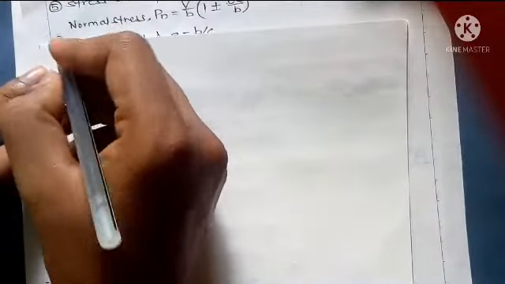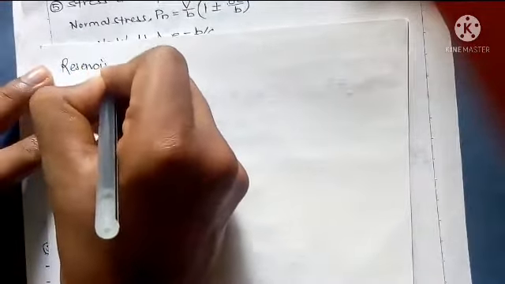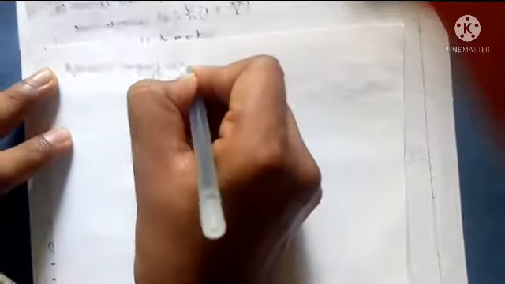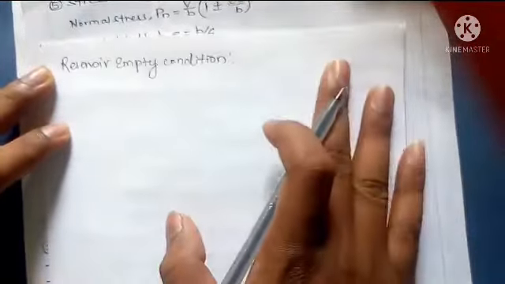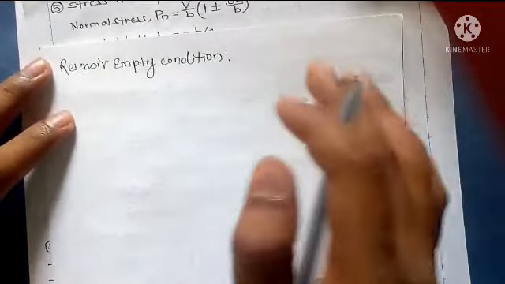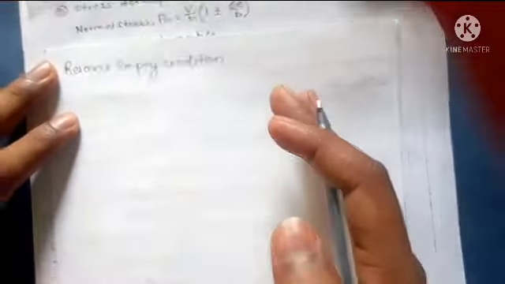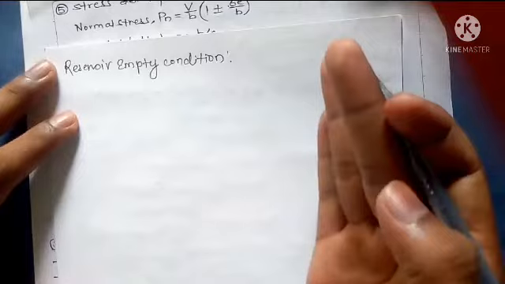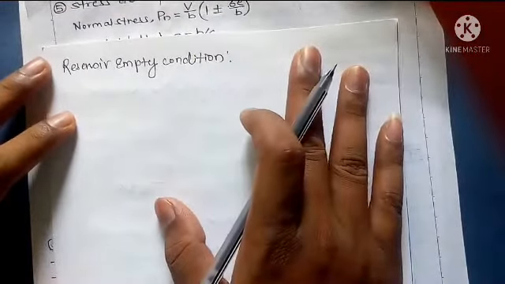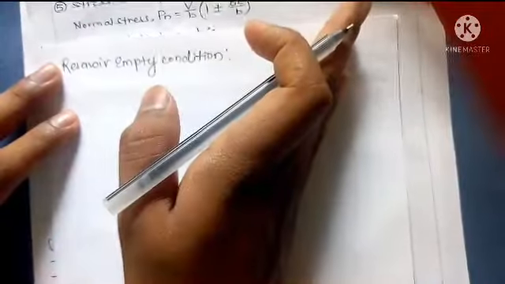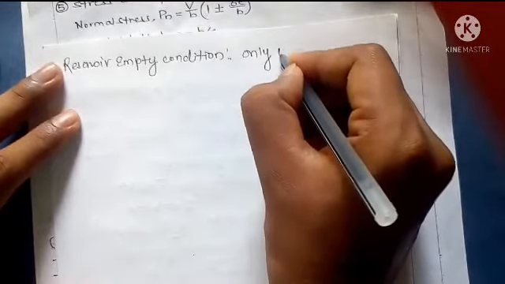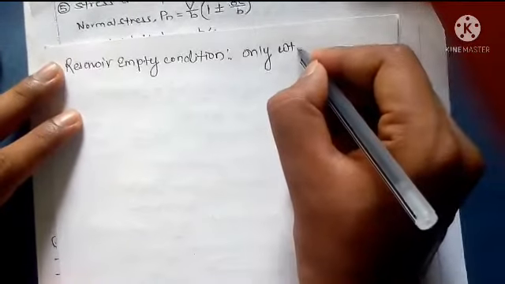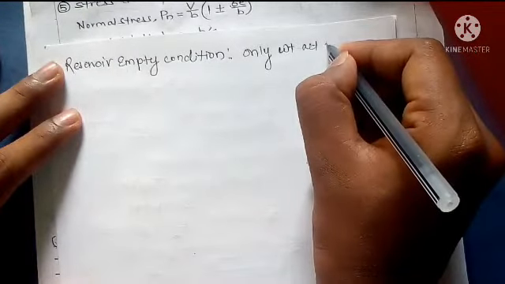Second, the reservoir empty condition. This means there will be no water in the dam, so no force will act among the water pressure, uplift pressure and the weight of the dam. Only the weight of the dam will act. If there is no water in the dam, then no water pressure and no uplift pressure will act. So only the weight of the dam acts, weight acts at the middle third.